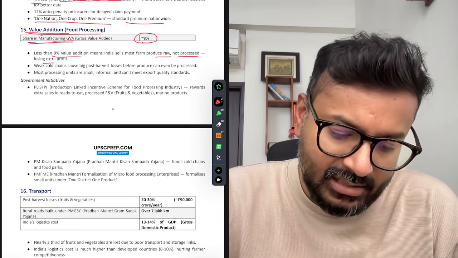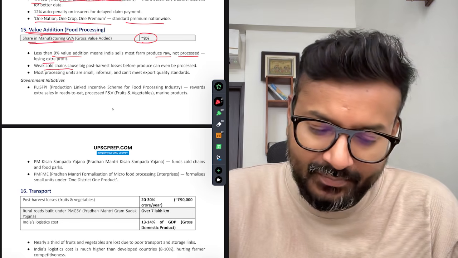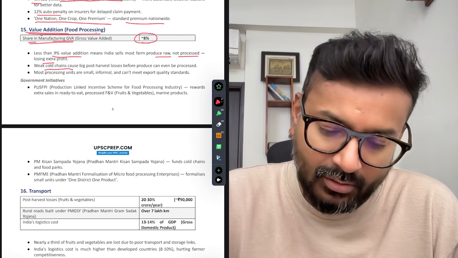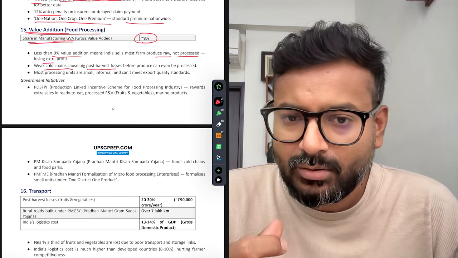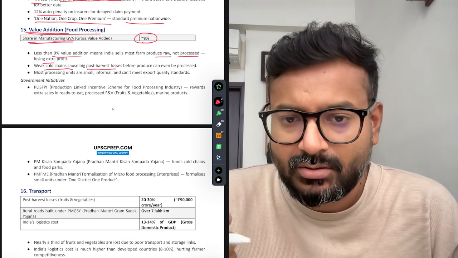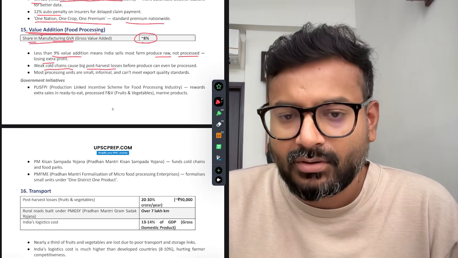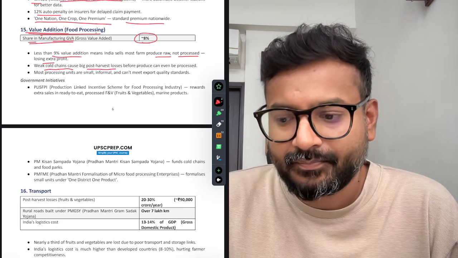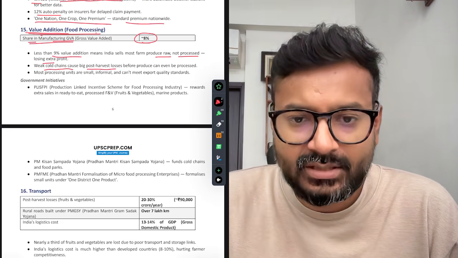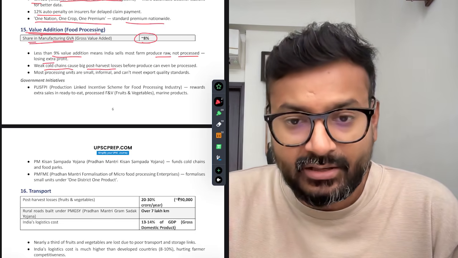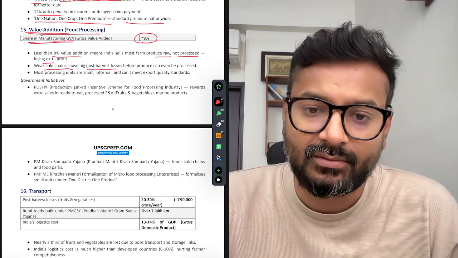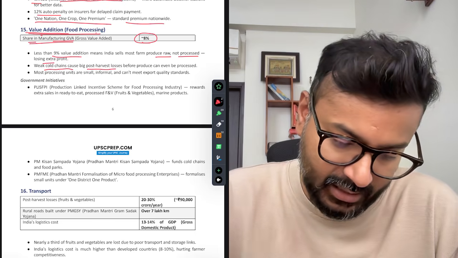Okay, now there are several reasons for this. Of course, one is that we have a weak cold chain, and therefore a lot of post-harvest losses are happening. We require cold chain because again the agriculture produce is perishable, and therefore to reduce the food wastage, we need cold storages, we need refrigerated transport and all these that right now we don't have in sufficient quantity.